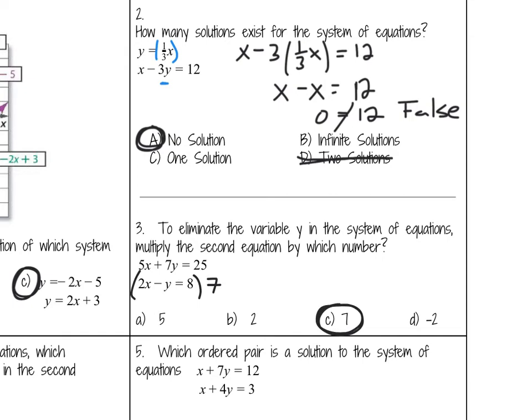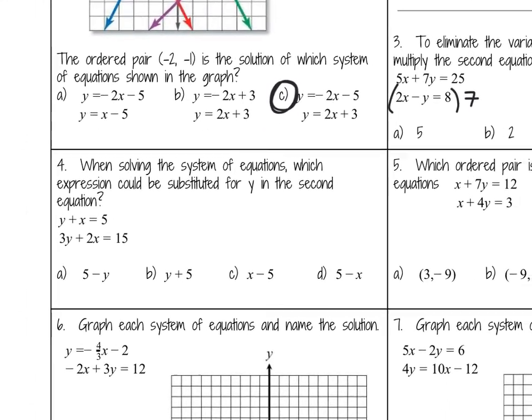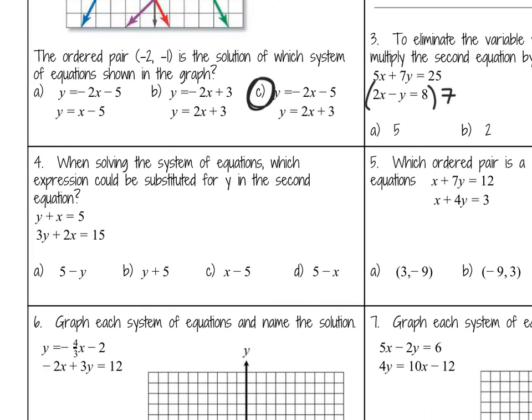Hopping over now to number 4. When solving the system of equations, which expression could be substituted for y in the second equation. Let's see, we've got y plus x equals 5 and 3y plus 2x equals 15. Now, what this question is really asking is for me to do substitution. And what I'm looking to do is to take this y out and replace it with something, to substitute for y in the second equation. So we're going to take this y out and put something in.